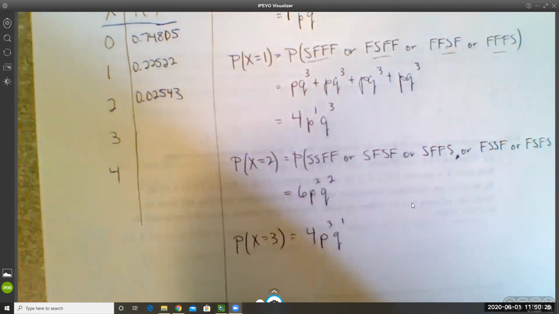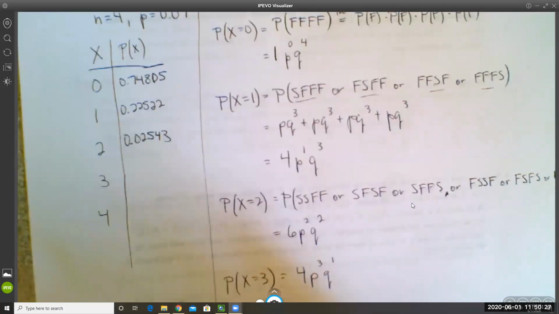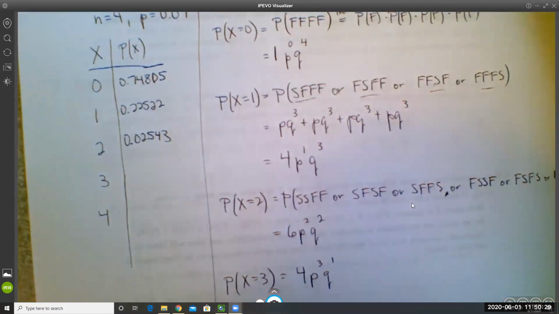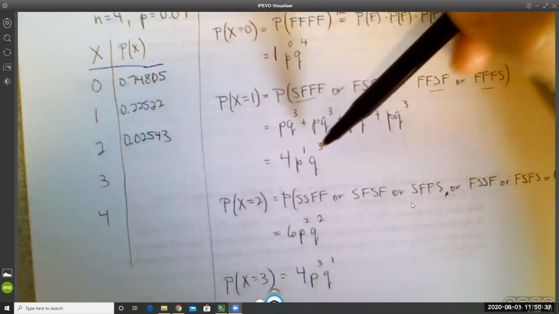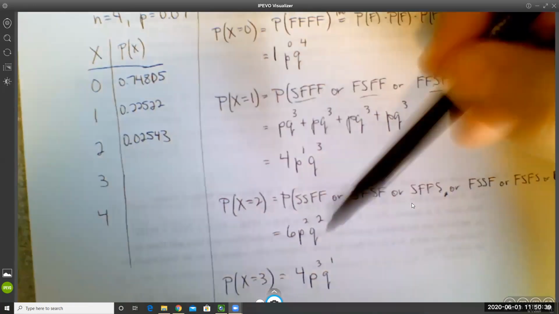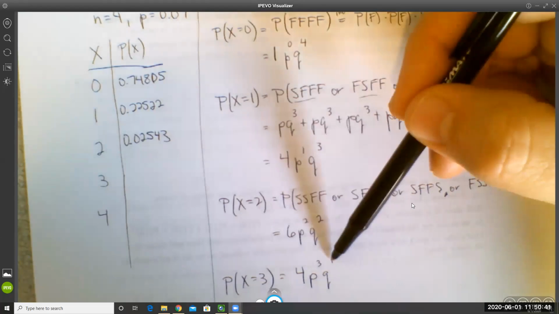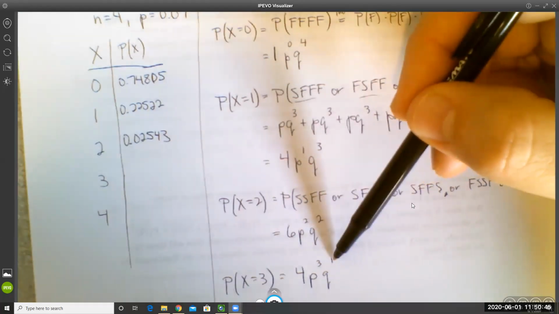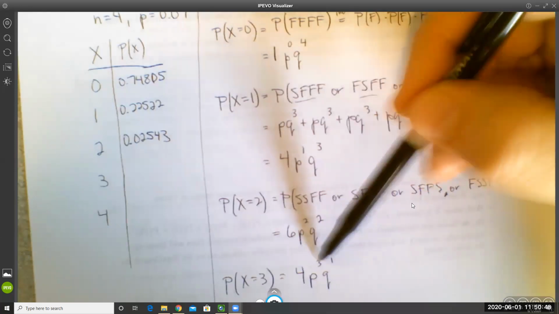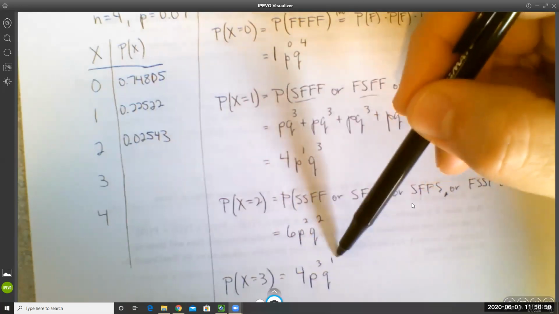What about q? Well, q is sort of the opposite. Remember that we had n trials. So here we're doing n minus 0. Here we're doing n minus 1. Here we're doing n minus 2. And here we're doing n minus 3. So it's always n minus x. So here we have x, and here we have n minus x.